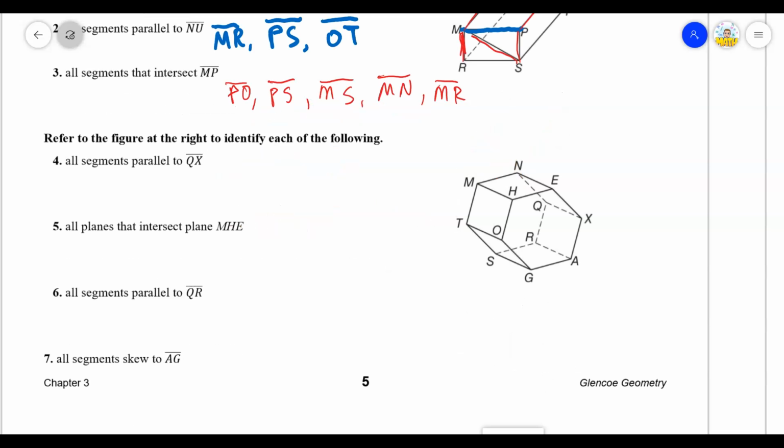So now we have one final box we're going to look at, and this can get pretty busy here. It looks like we have a hexagon as the face, so we would call this a hexahedron. It's a three-dimensional hexagon, with 6 sides on that face. So, all segments parallel to QX. Let's see if we can find all of those segments. Well, I know RA is going to be one of them.